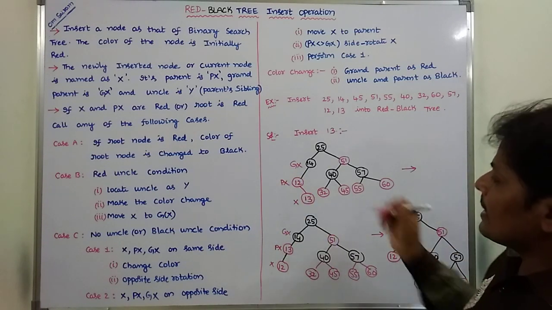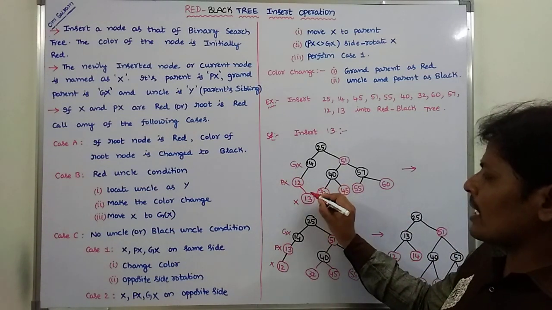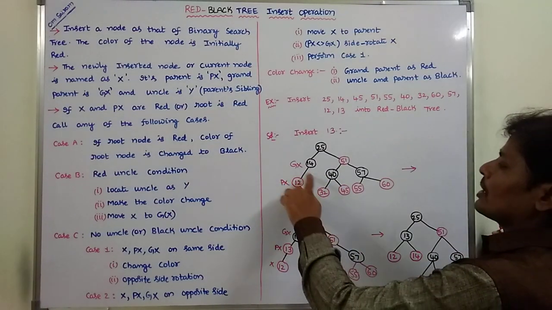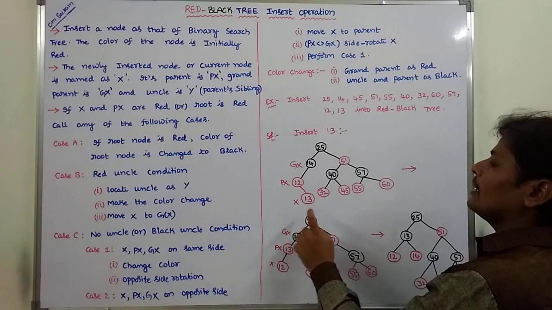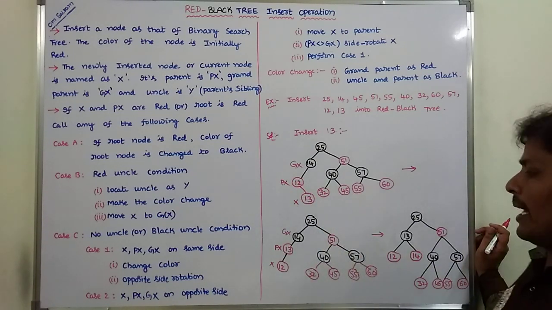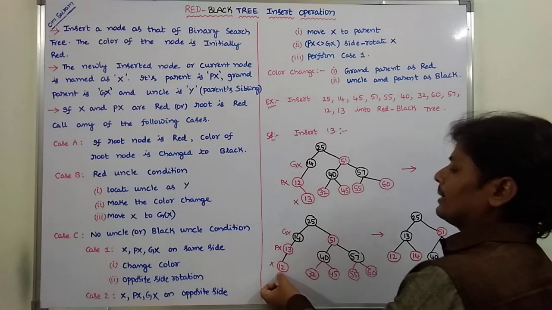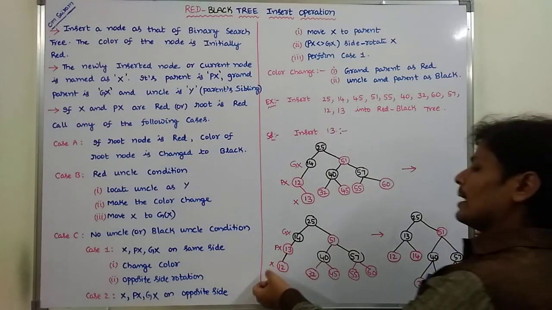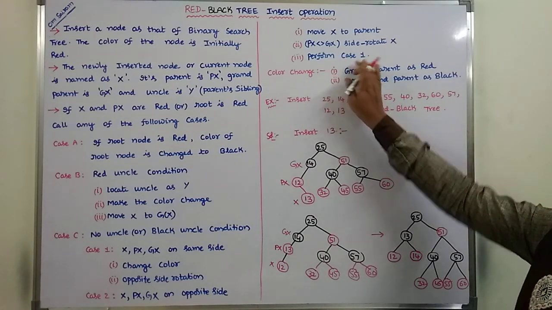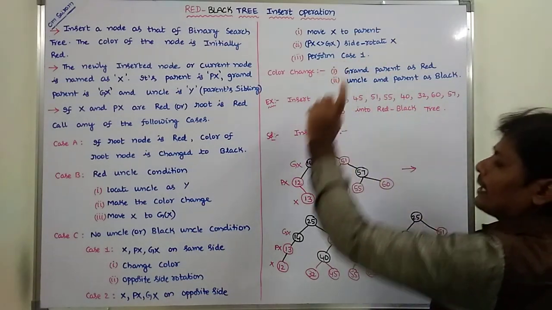So then this is right rotation. Then we go for left rotation. So left rotation means we go for left rotation. So 13 goes to this place and 12 goes to this place. So then we are getting this one. Okay, now this is x, p of x, g of x. So after that perform case 1. Okay, go for case 1.